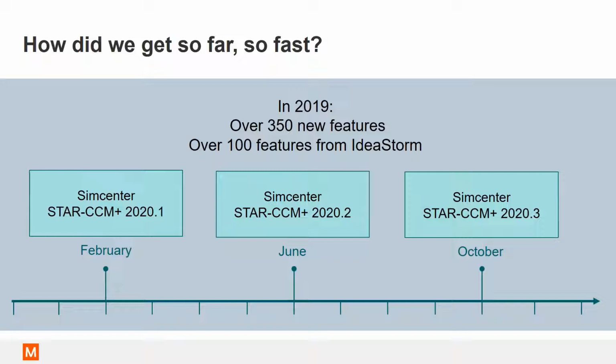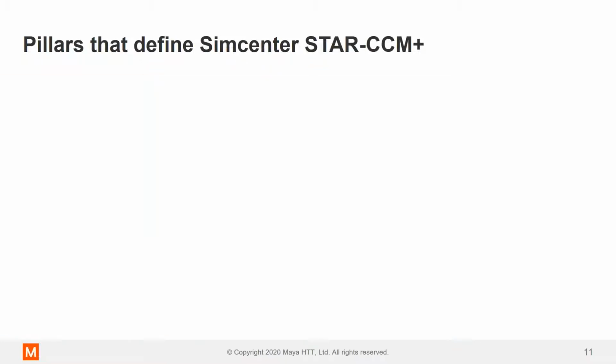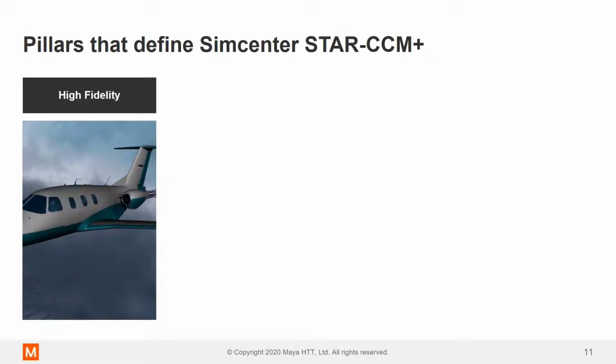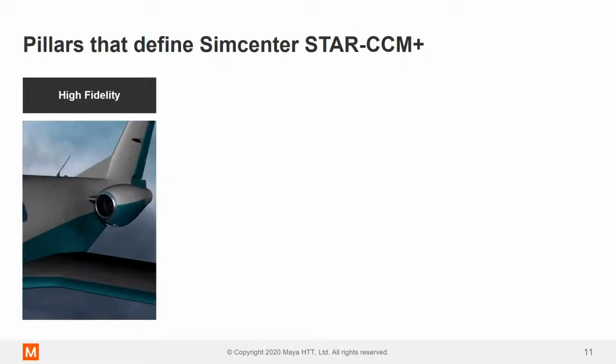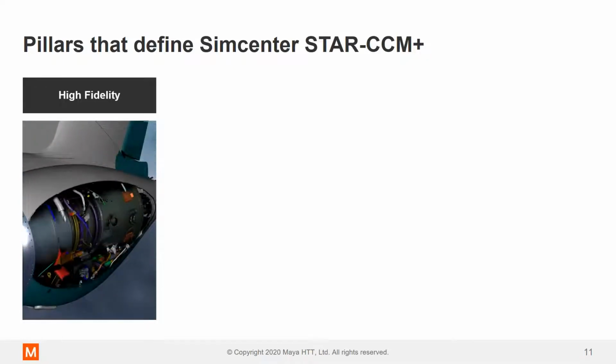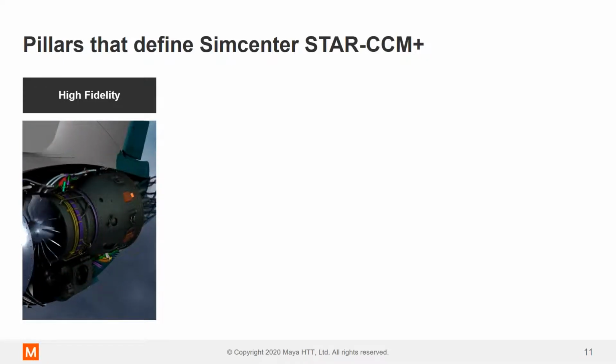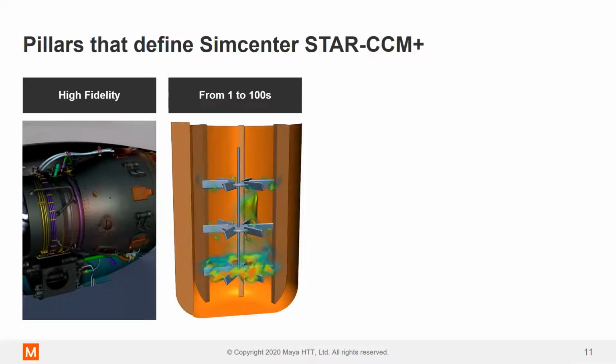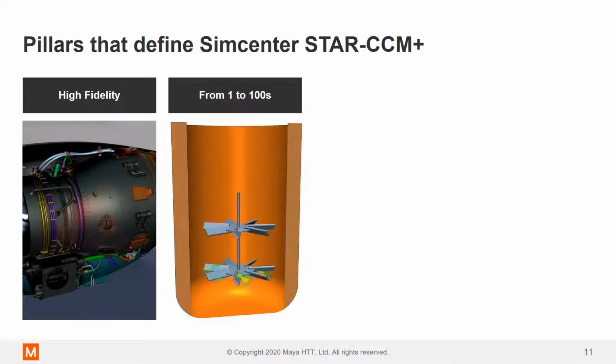So what is it about SimCenter CCM Plus that makes it different from all the other CFD tools out there? I want to tell you the story around 4 important pillars that define SimCenter CCM Plus. First, we're going to talk about the high fidelity digital twin. How can you handle more complex geometry and more complex physics within SimCenter CCM Plus so that you can have confidence in your design decisions? The second pillar is all about going from a single design point to hundreds of design points so that you can drive innovation and stay competitive.